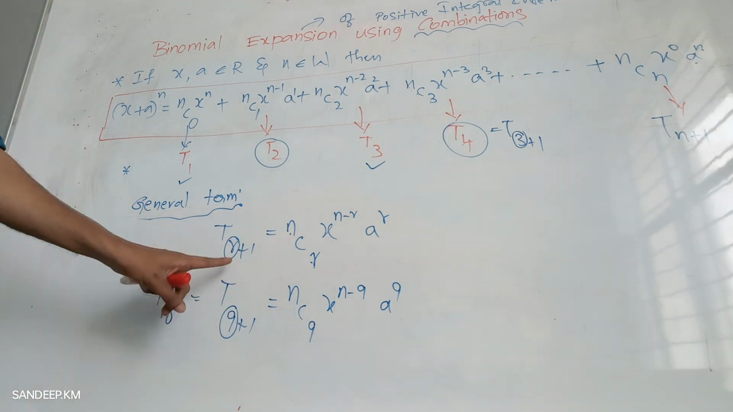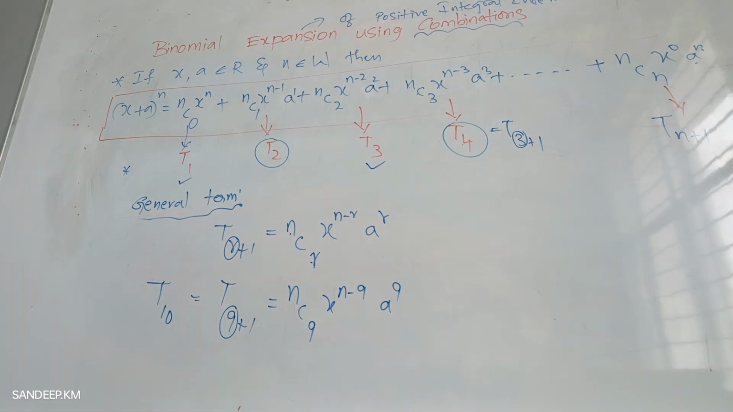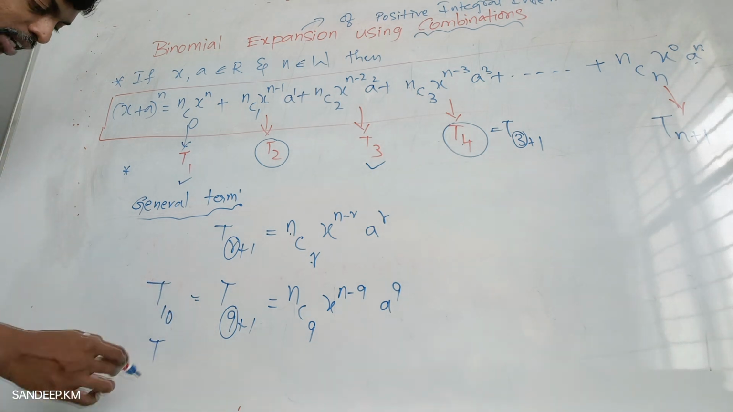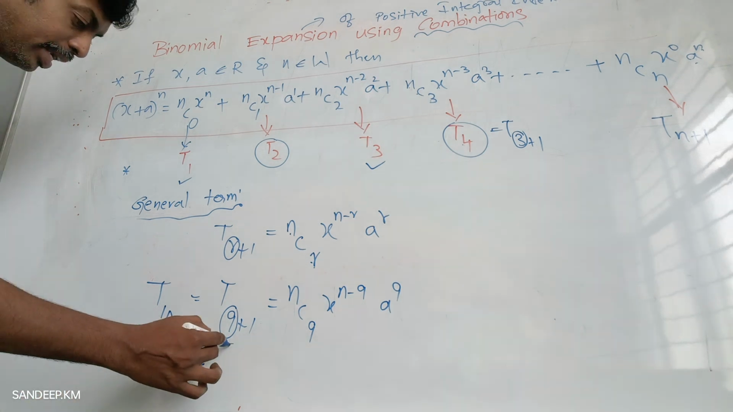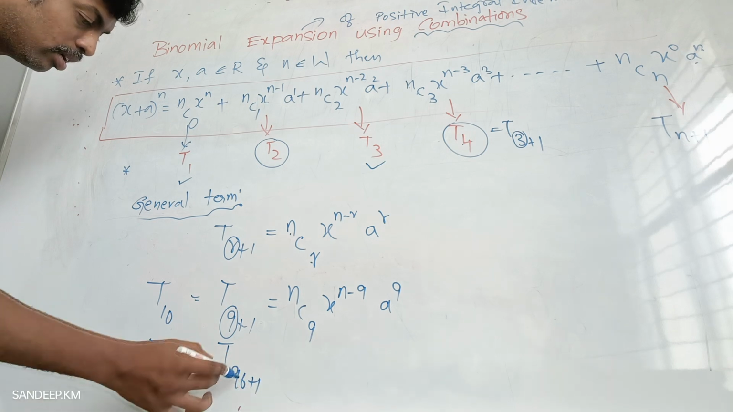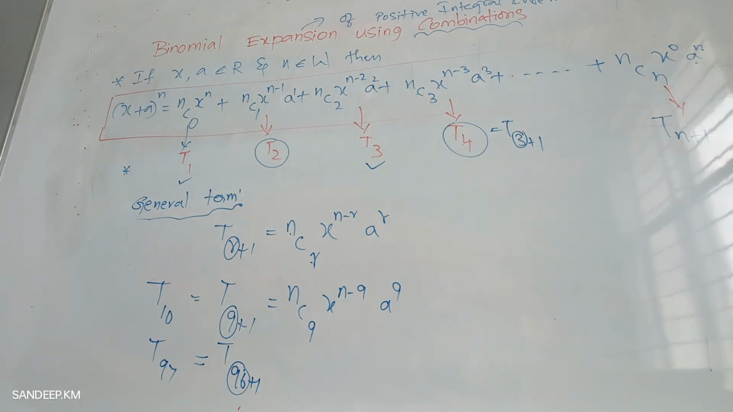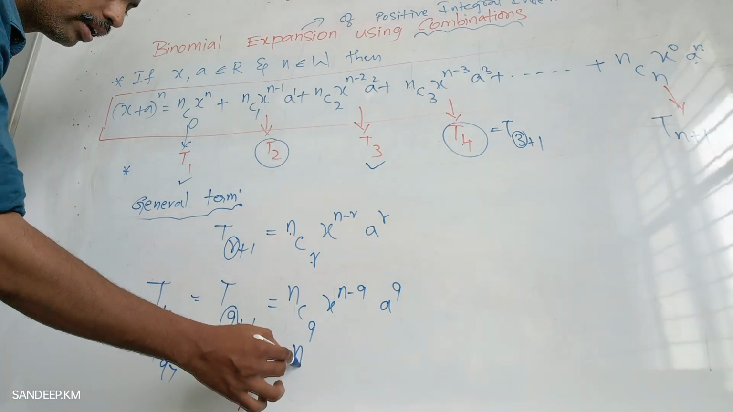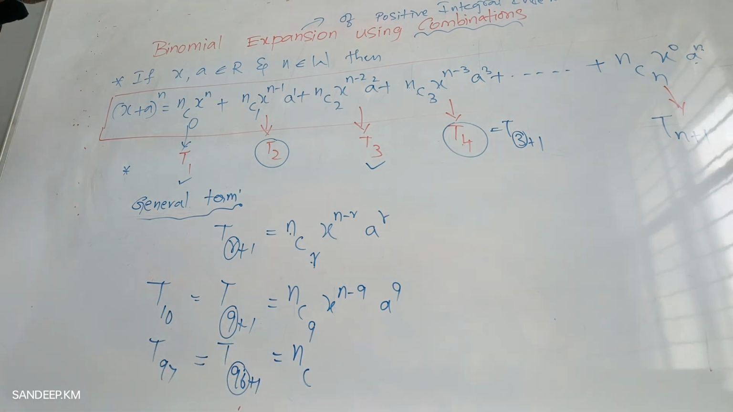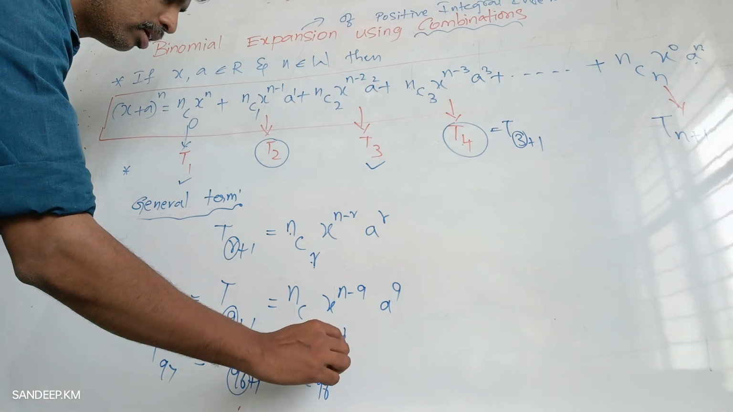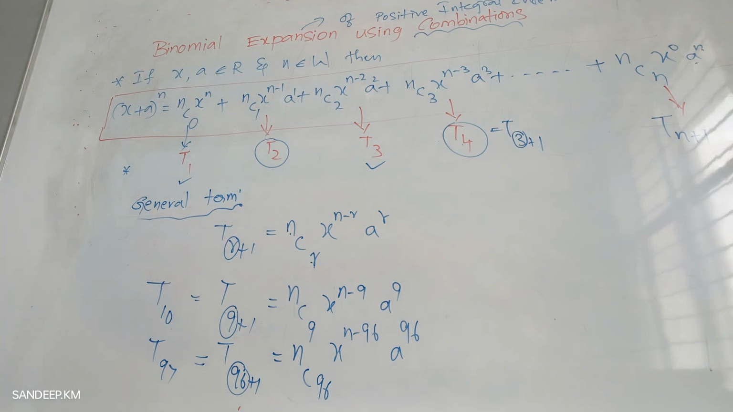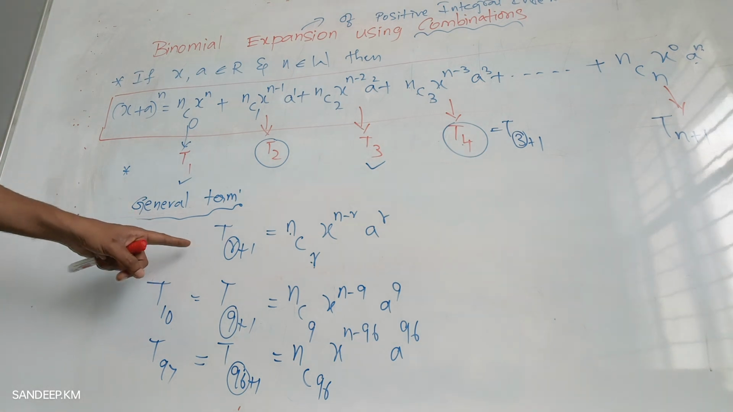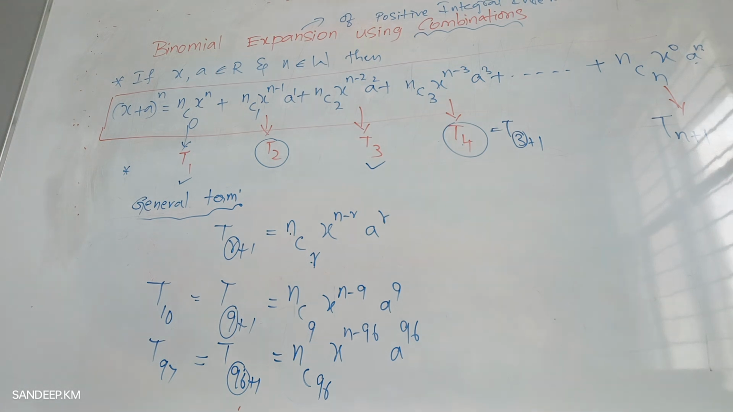Okay, now according to the formula we should write this. For example, they are asking us to find the 97th term. Then what should we write? 97th term means T 96 plus 1. So R value is 96 and it is equal to what? NCR, R means 96, x power n minus 96 into a power 96. You can write like this. Right? So here is the general term. We will see how to use the general term again in problems.